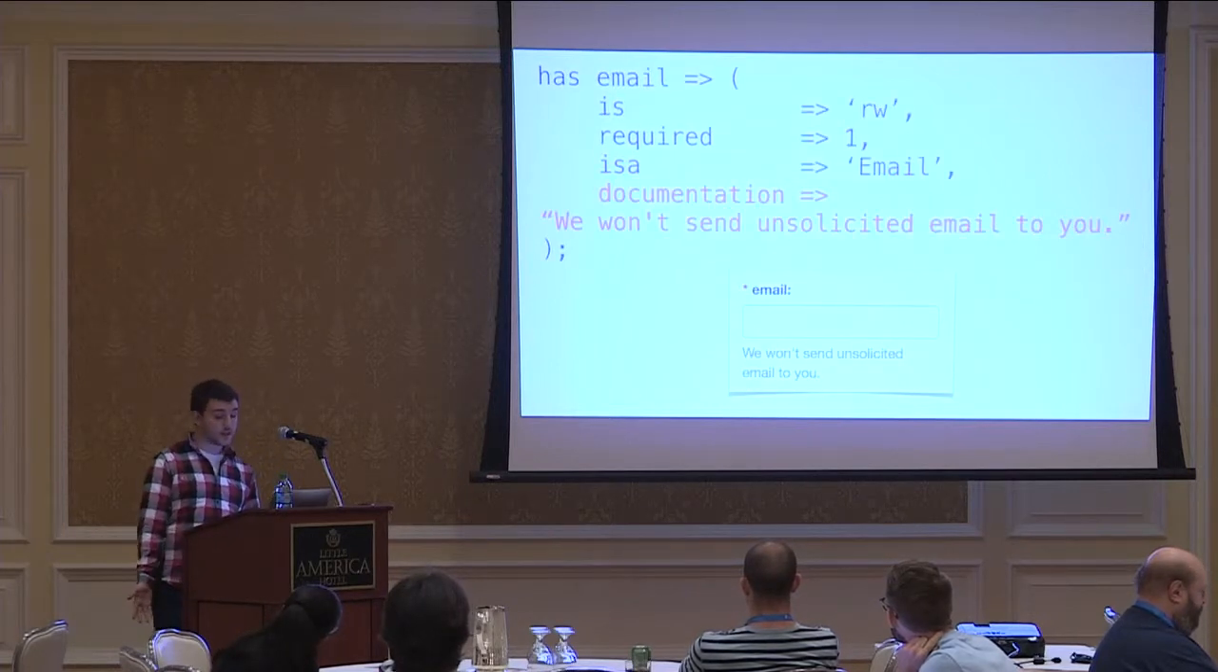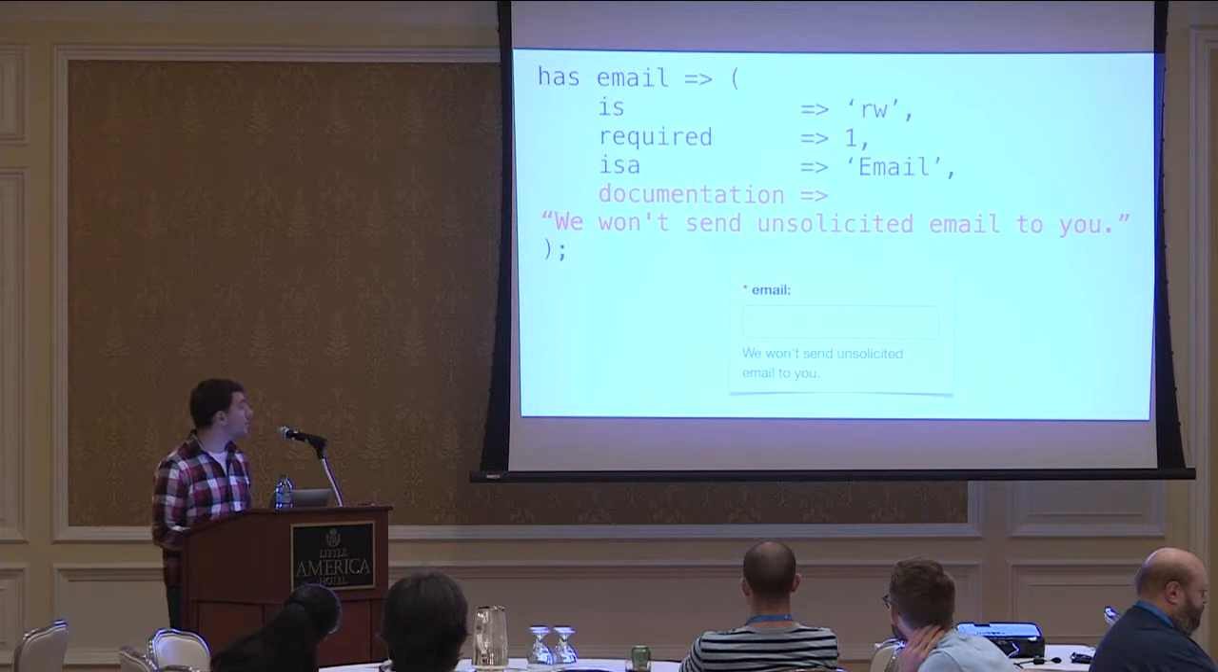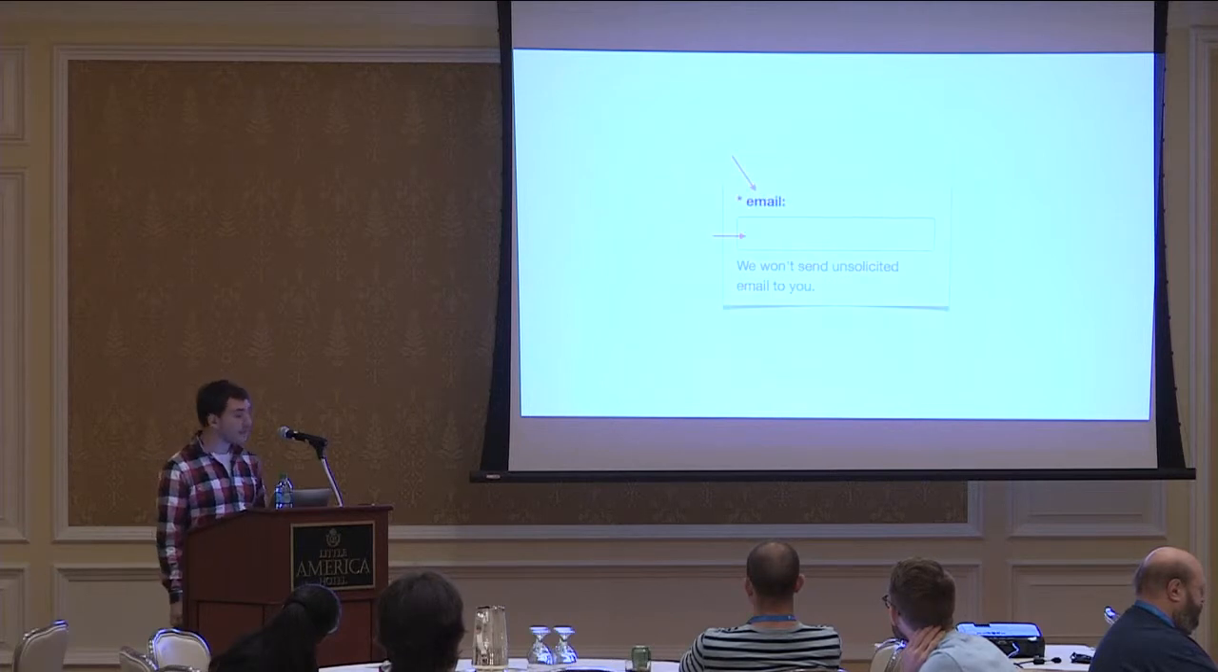Moose has a documentation attribute. It lets you associate a string with that attribute. It isn't really used by the core code base at all, but you can use it here to display some help text on the form. So here we're just warning, or politely telling the user, we're not going to spam you, don't worry. That's not bad, but I think we can make it a little bit better.